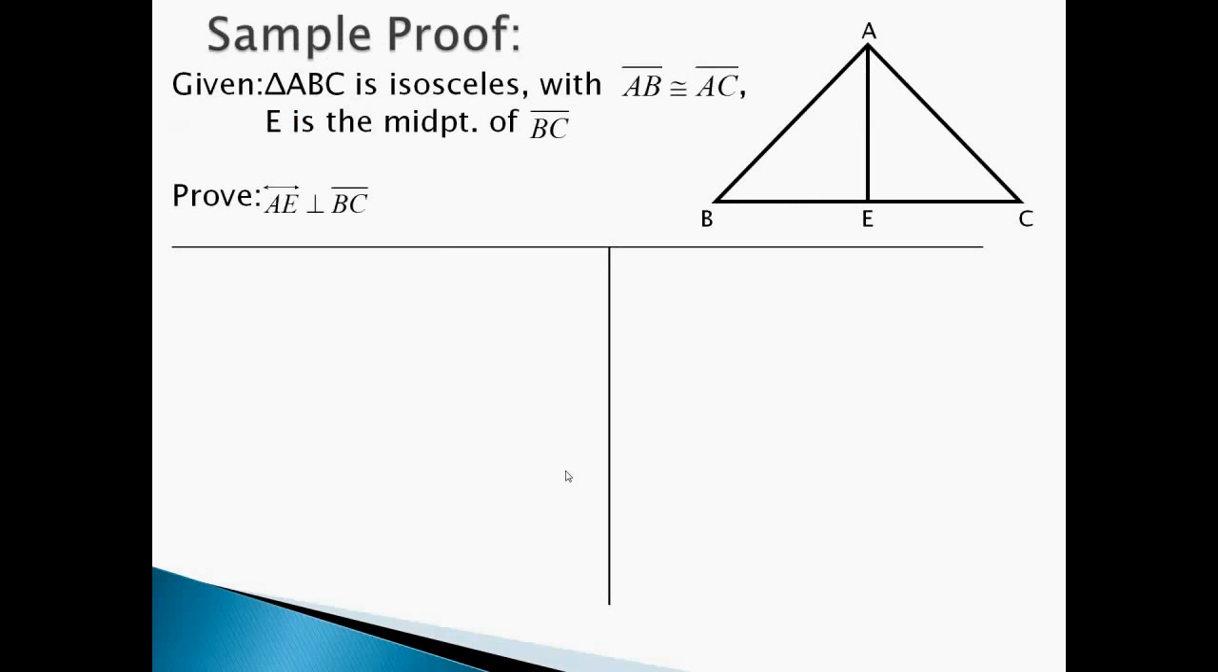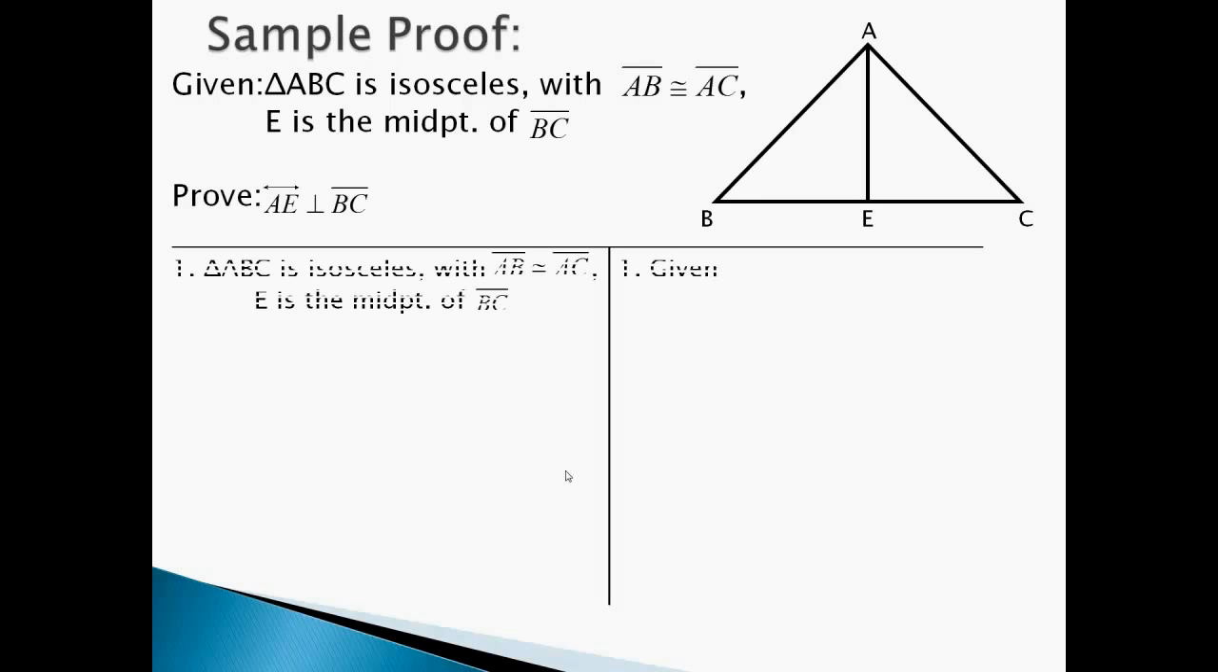might help. So we've had this one before. We're given that triangle ABC is isosceles, with segment AB being congruent to segment AC, and that E is the midpoint of segment BC. And we need to prove that line AE is perpendicular to segment BC.